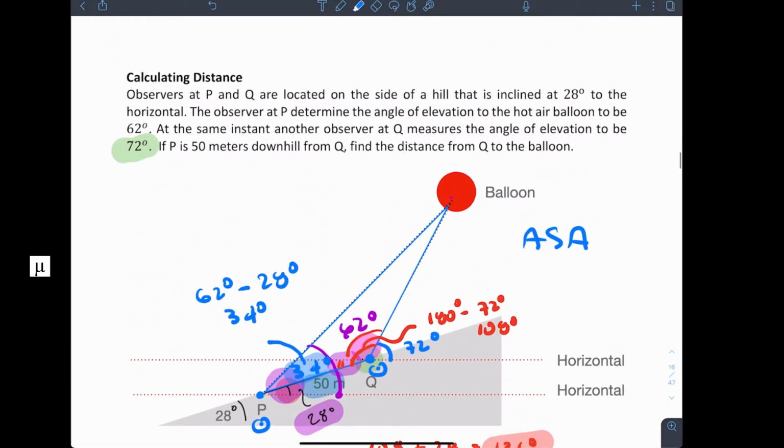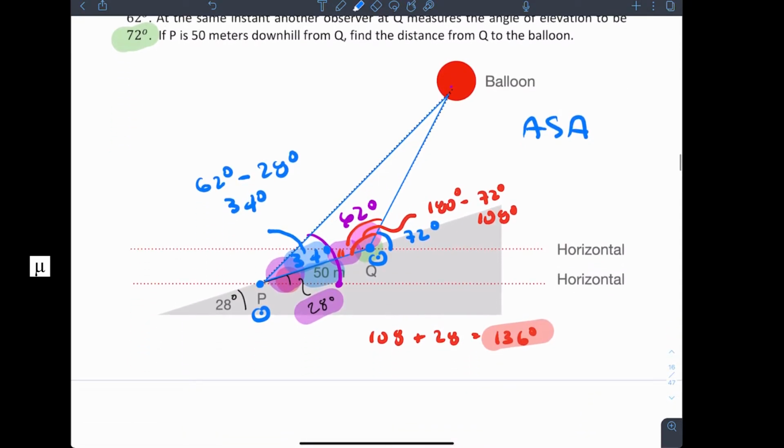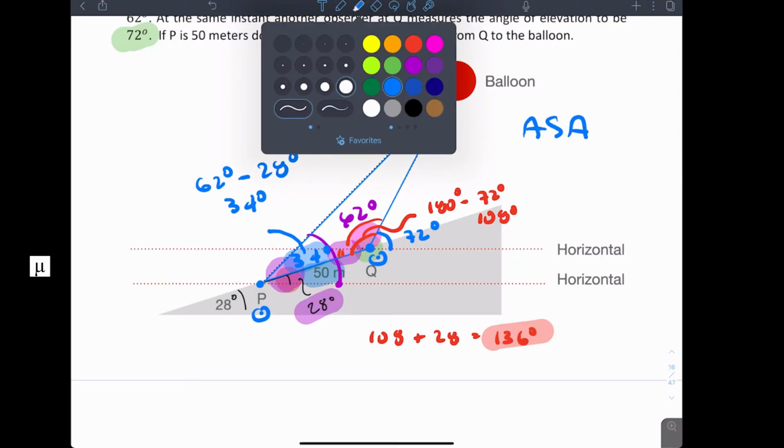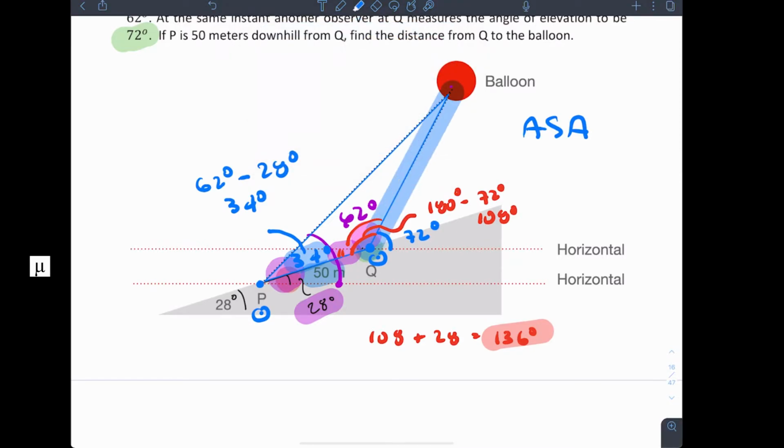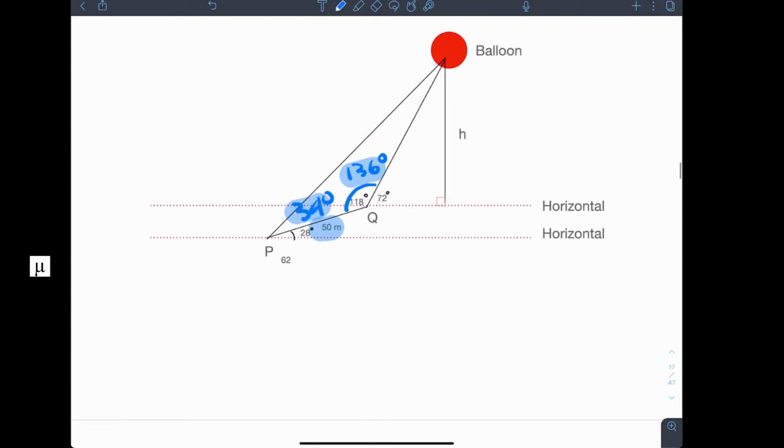But what are they asking? If P is 50 meters downhill from Q, we got that in the picture. Find the distance from Q to the balloon. So what they're asking now, Q is over here. They're asking for that distance. They're going to call that D. So this is my D here. Okay? Angle, side, angle. Law of sines.